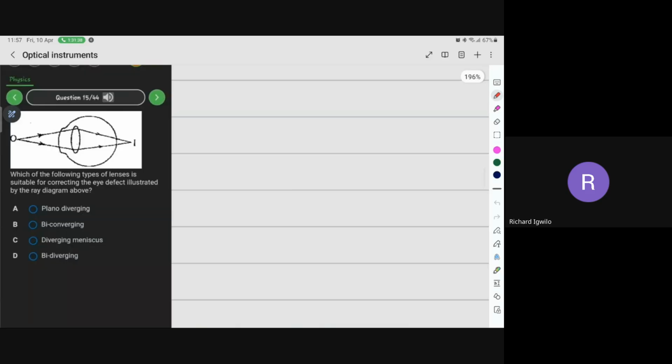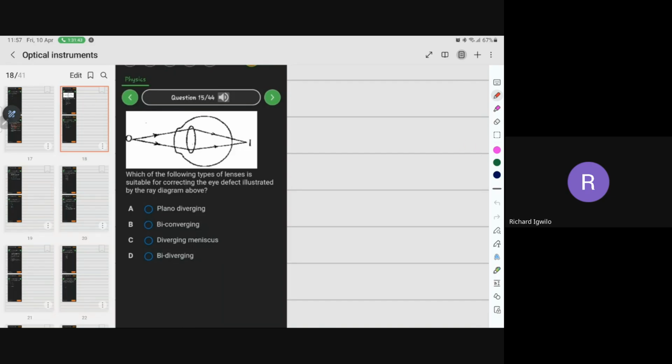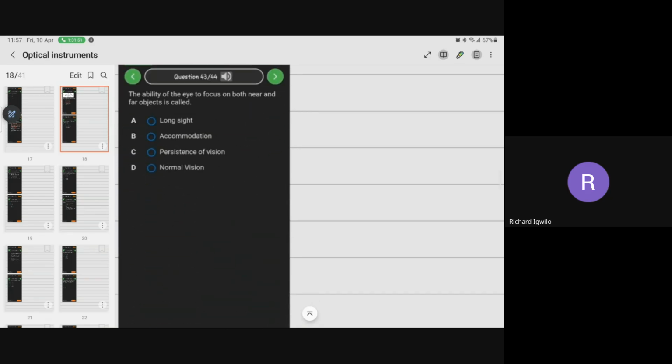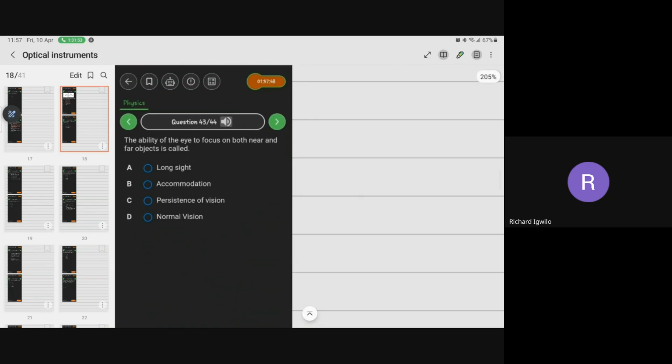We're looking at optical instruments. So we're going to use a biconverging lens, because a converging lens will correct your long sight, while a diverging lens will correct your short sight. Now, the ability of the eye to focus on both near and far objects is called what? It is still the same thing.